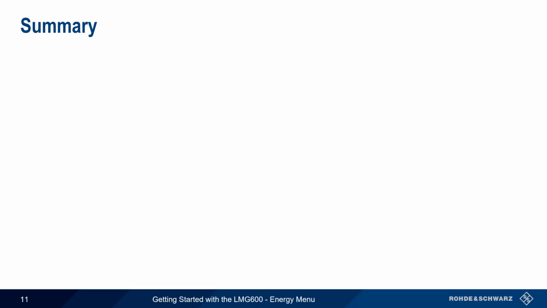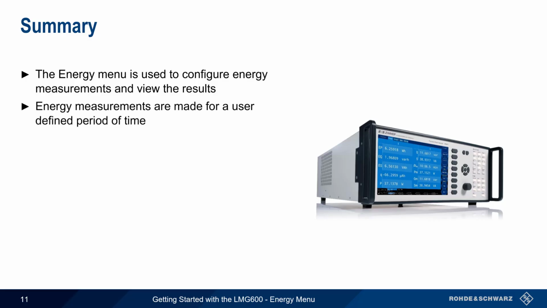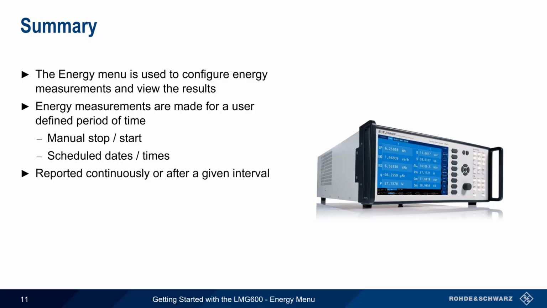Let's end with a brief summary. The Energy menu on LMG600 series precision power analyzers is used to both configure energy measurements as well as to view the results. These measurements are made over a user-defined period of time, either by manually starting and stopping the integration, or by scheduling dates and times between which this integration should be done. Results are normally reported continuously, but they can also be displayed at user-specified intervals.